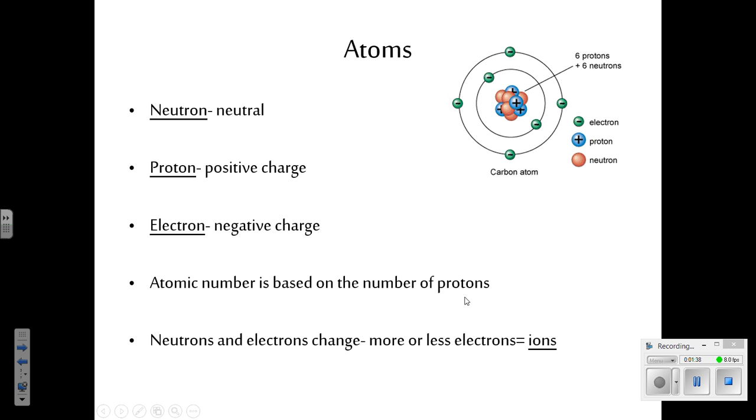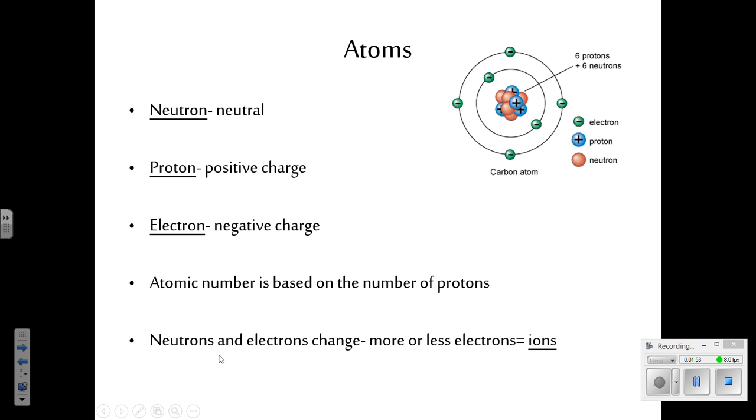So if you look at the periodic table and you find oxygen, its atomic number is 8, so that would mean it has 8 protons. That would also mean it would have 8 electrons. So the number of protons and the number of electrons are equal.